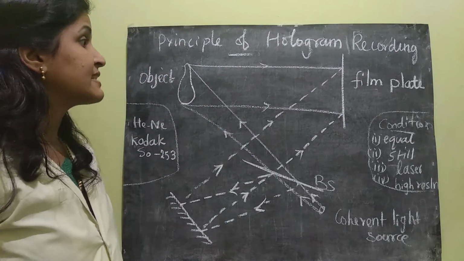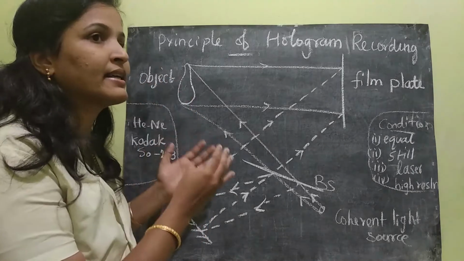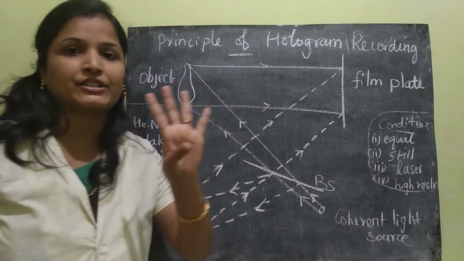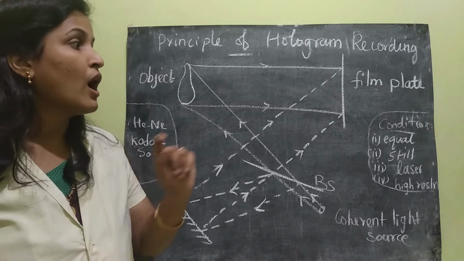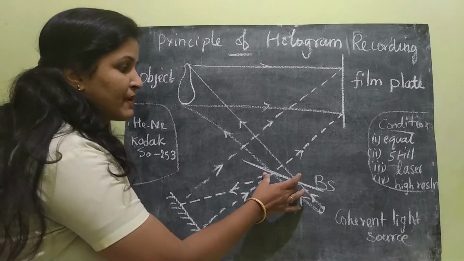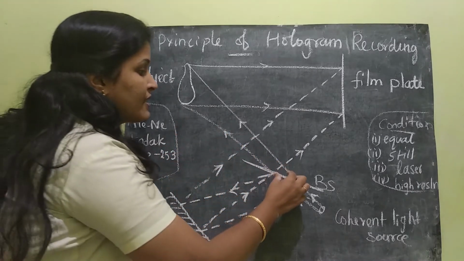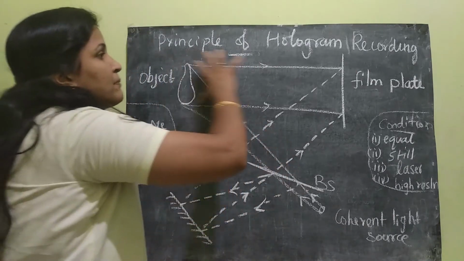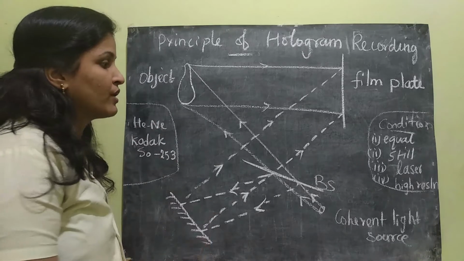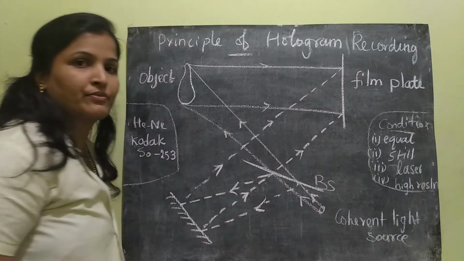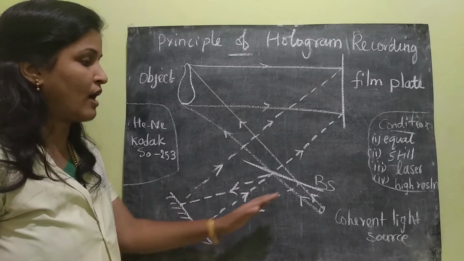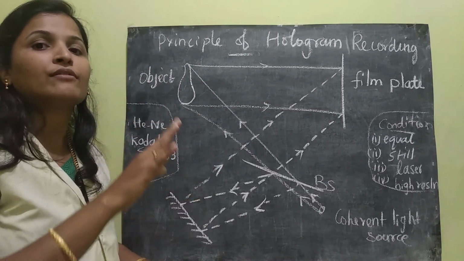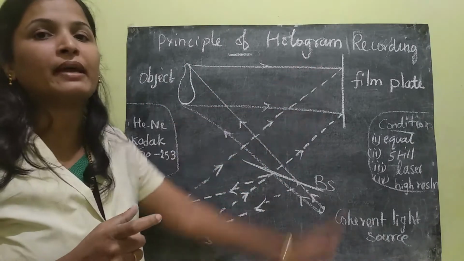Now let's see the conditions. In order to have a better holographic recording, we should follow four important conditions. The first condition: after beam splitting, the beam is split into two. The length of the illuminating plus object beam should be equal to the length of the reference beam. So both the beams should have equal length. Then only our recording will be good.